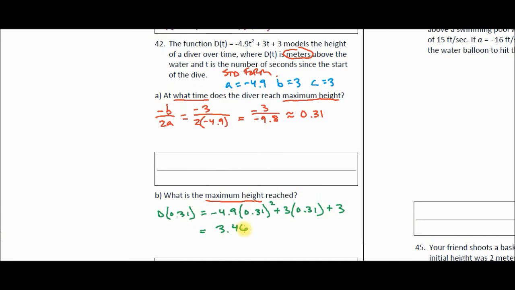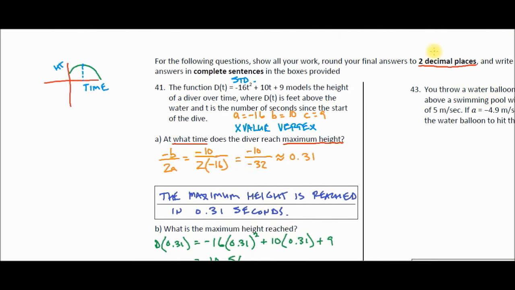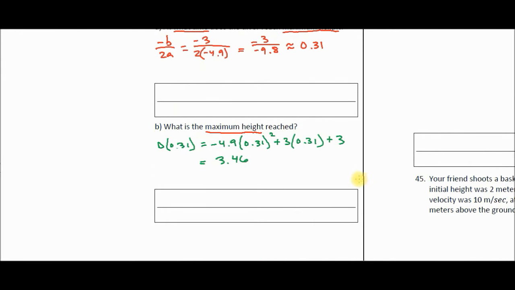I do assume this is an approximation, so you had to round it. Remember, we're rounding to 2 decimal places, so we ended up with 3.46. And so you can write your answer here. The maximum height reached by the diver is 3.46, and don't forget our unit of measure is going to be meters instead of feet on this one. Alright, we will start up with question number 43 on the next video.